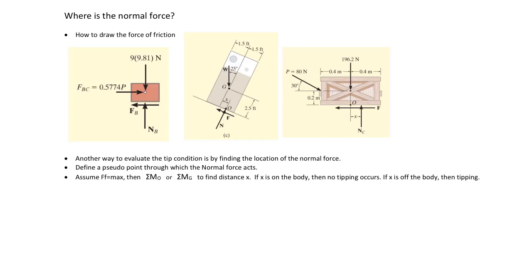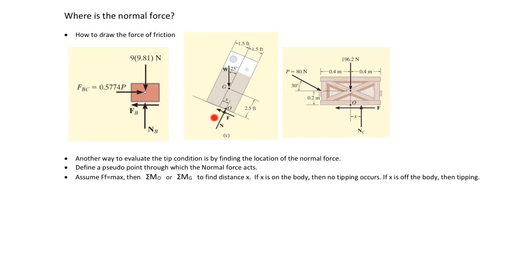However, there is a place where we can draw the normal force that is helpful when we evaluate the tipping condition. Doesn't really do much for us in the slipping condition, but if we want to evaluate the tipping condition, what we can do is define a pseudo point through which the normal force acts. For example, I'm going to draw it up here at some point on the body at some distance x from maybe that point there.